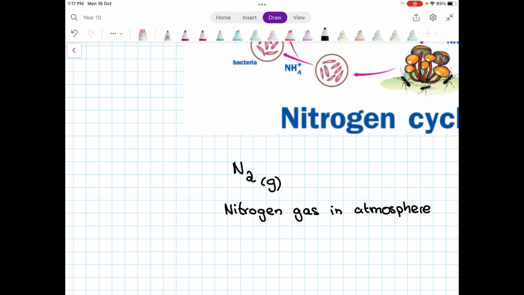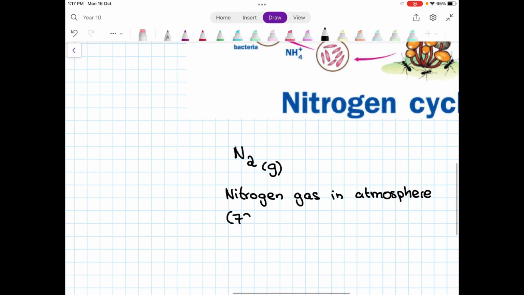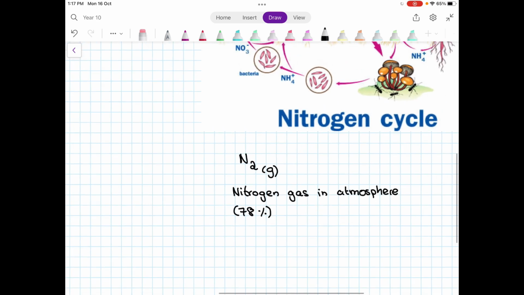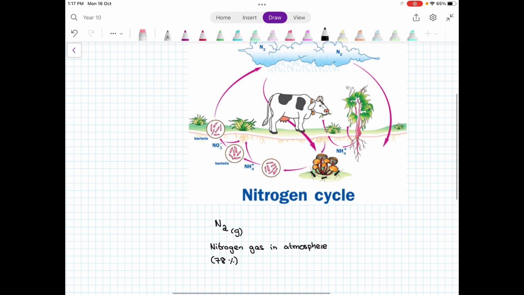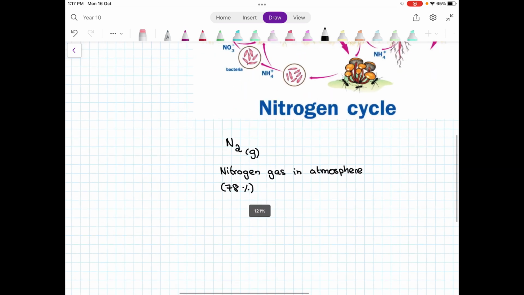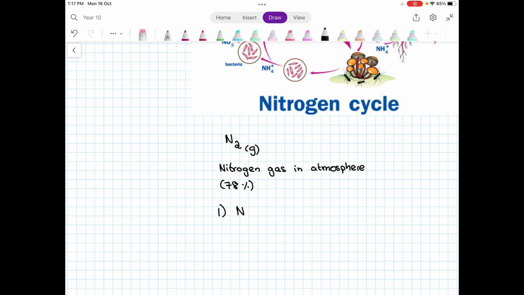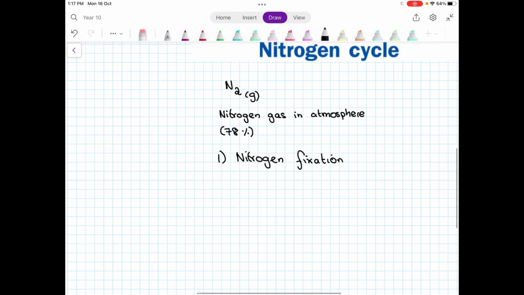And if you recall from chemistry, this is approximately 78%. So the majority of our atmosphere is made up of this nitrogen gas. It's really abundant there. So first, what we're going to have is a step called nitrogen fixation. And this step can occur by two main ways. First of all, you can have organisms called nitrogen-fixing bacteria, which live in the root nodules of legumes, which carry out nitrogen fixation.